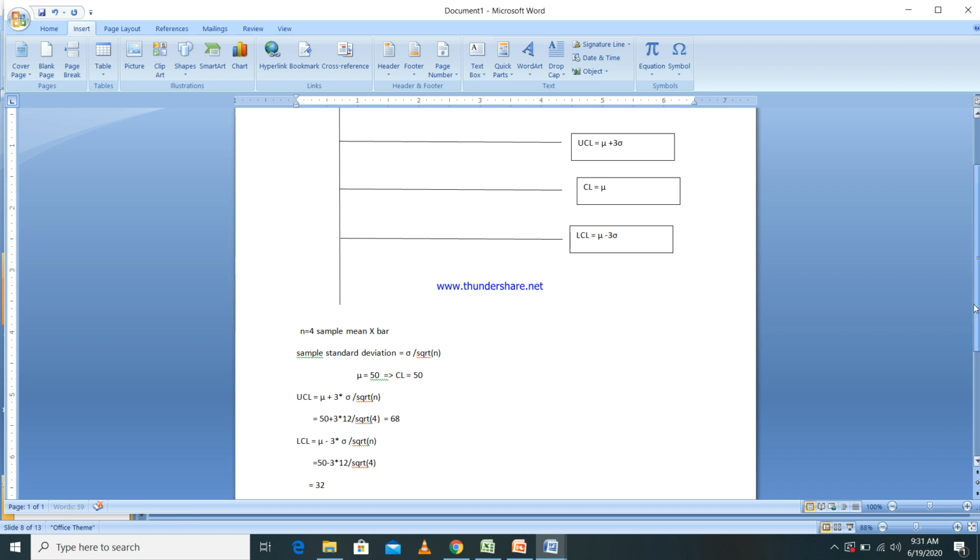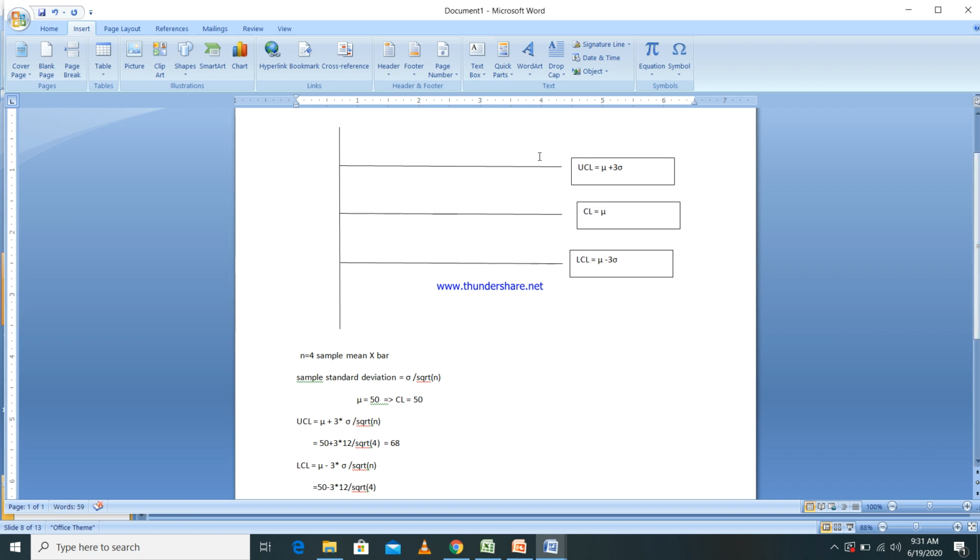So you can draw these three lines, where this value is equal to 68, this value is equal to 50, and this value is equal to 32. So basically this will be your control chart, right?